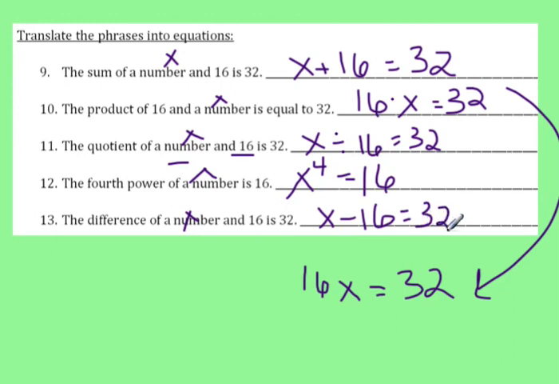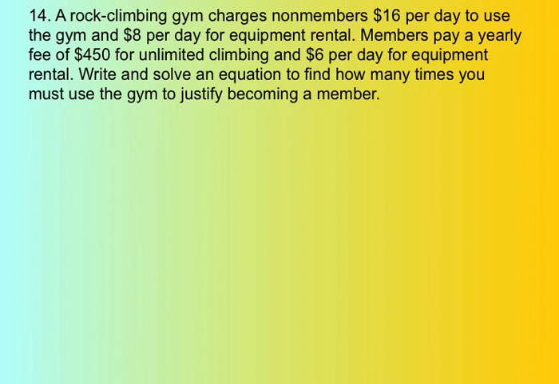Okay? Last but not least, let's take a look at this word problem. It says a rock climbing gym charges non-members $16 per day to use the gym and $8 per day for equipment rental. I'm going to let x represent the number of days that we actually go to the gym. Members pay a yearly fee of $450. So it doesn't matter how many days you go to the gym if you're a member, you're going to pay that $450. But you are going to pay $6 a day for equipment rental.